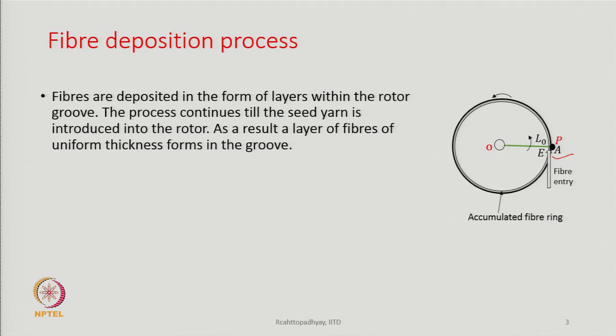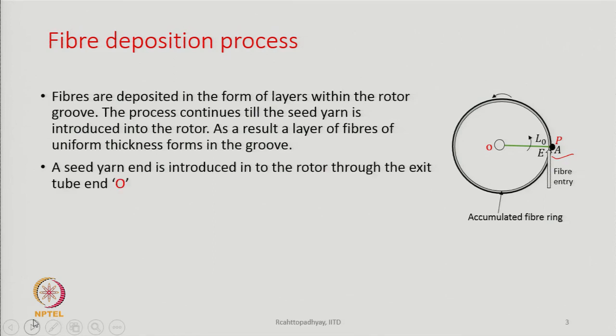So, the feeding point of the fibers is E. As soon as you start feeding, the operation starts, and the layers start building up. At the same time, we feed a yarn, and the yarn end comes into contact with the fibers which are deposited in the groove. The deposited fibers initially will have a uniform thickness.